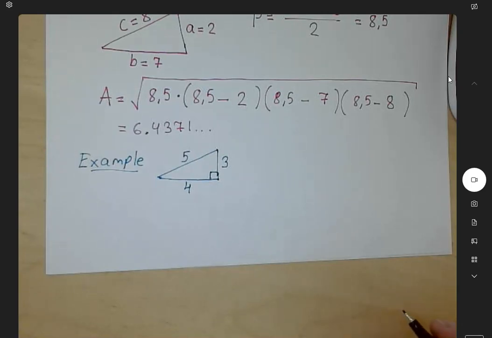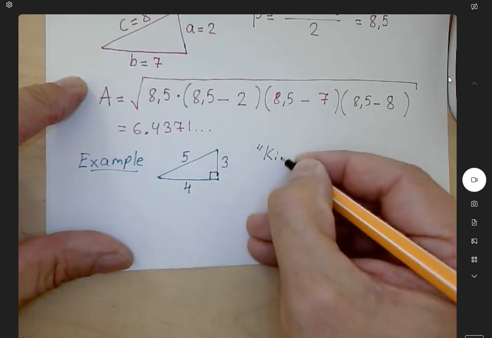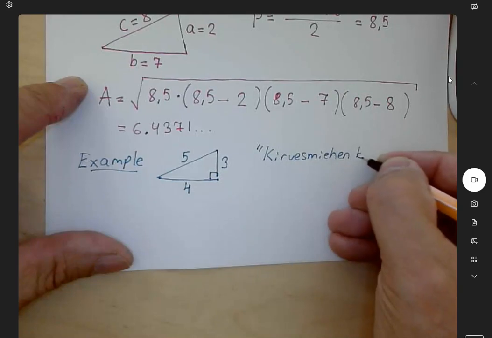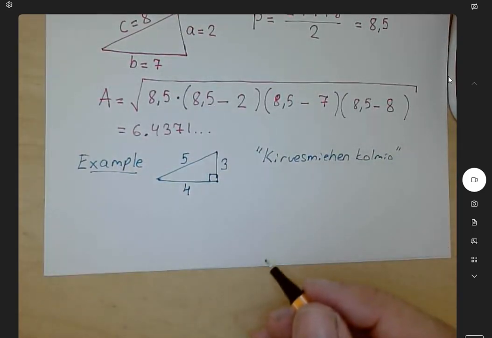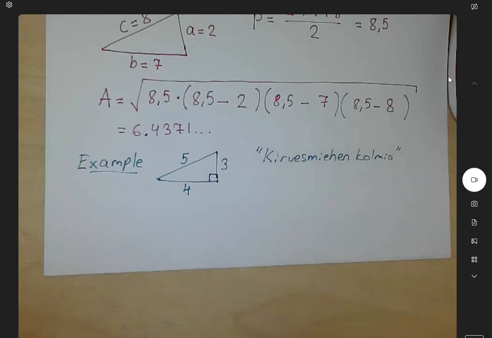we call this kirvesmiehen kolmio in Finnish. Kirvesmies is carpenter, so this is the carpenter's triangle. I don't know if they use this word in English. Carpenter. Kirves is axe.